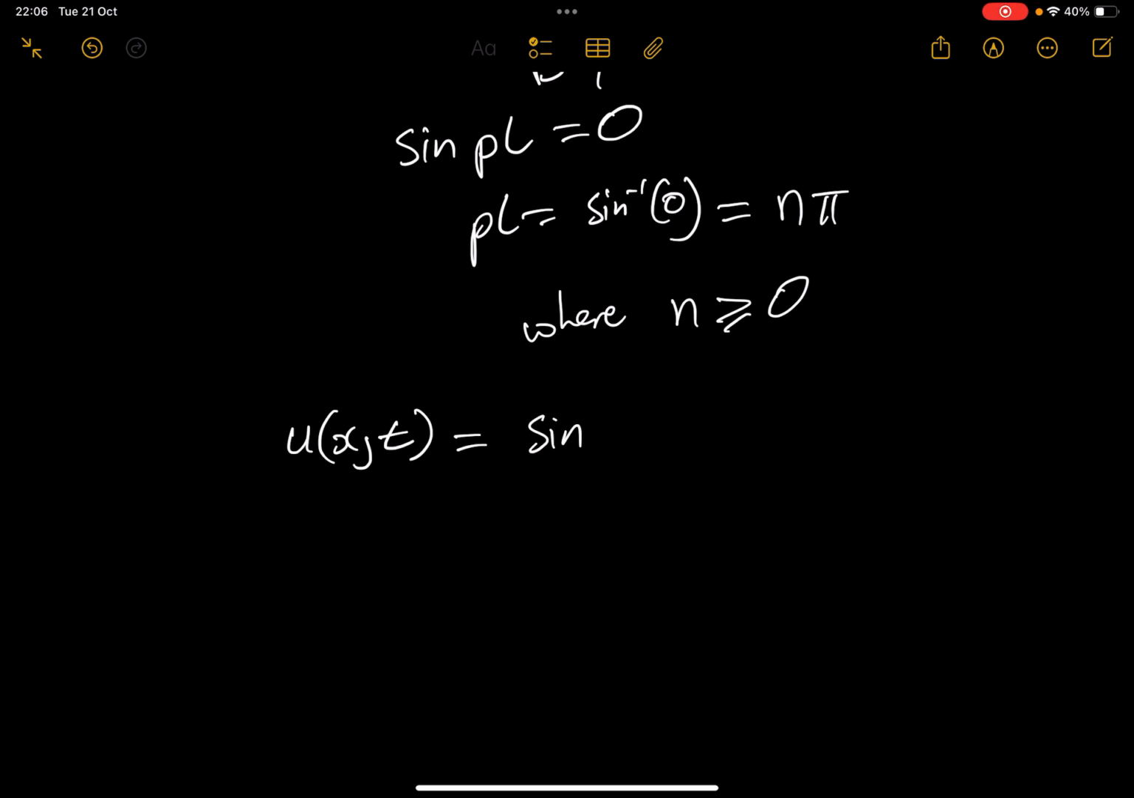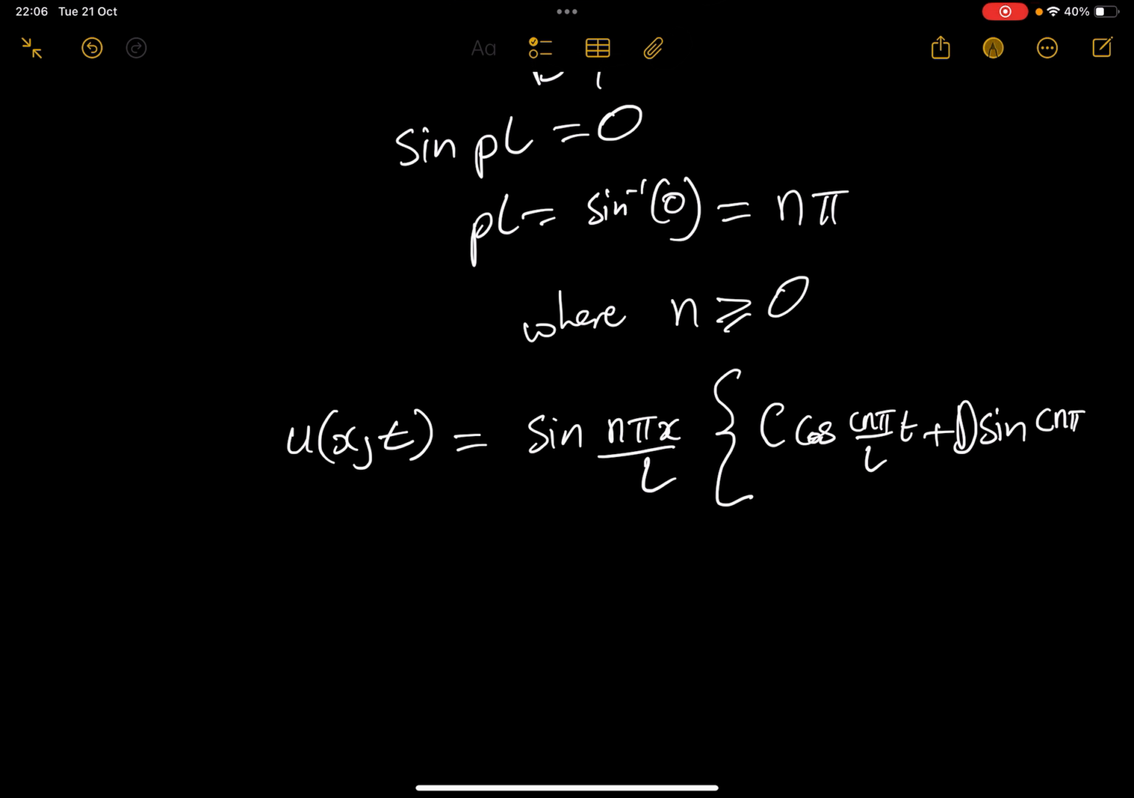as sine n pi x over L. Then you have C cos Cn pi over L t plus D sine Cn pi over L t, like this.